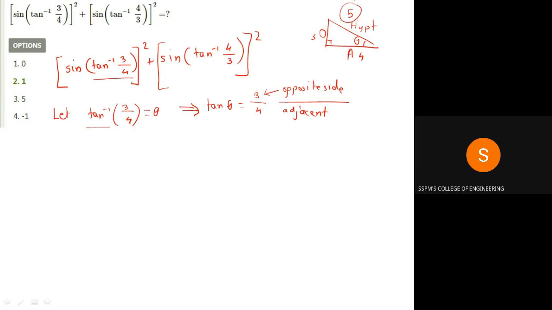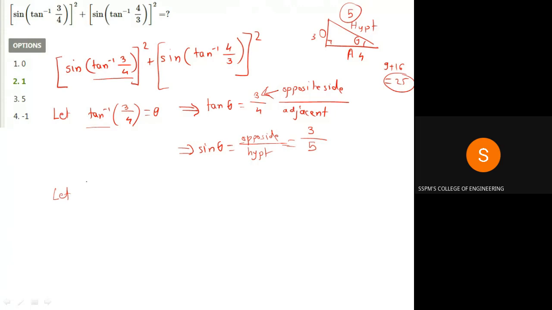You must have learned Pythagorean triplets. Which is the Pythagorean triplet for 3 and 4? It is 3, 4, and 5. If we square these, 3 squared is 9 plus the square of 4, which is 16, equals 25. So the root of 25 is 5. Now what is sine of theta? The basic definition of sine of theta is opposite side divided by hypotenuse. The opposite side is 3 and the hypotenuse is 5, so sine of theta is equal to 3 upon 5.